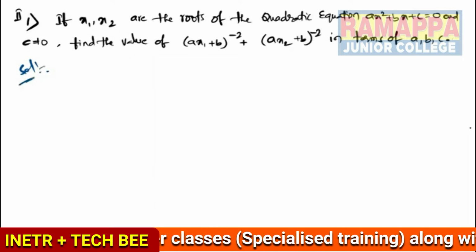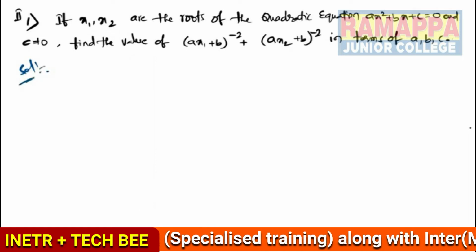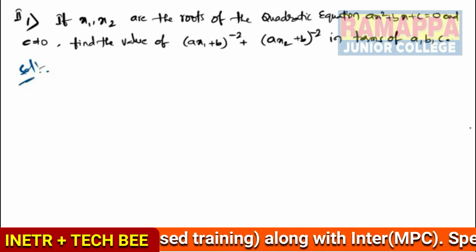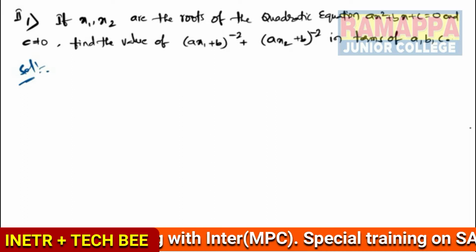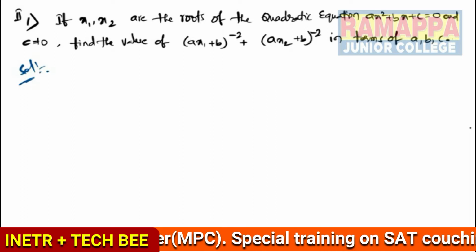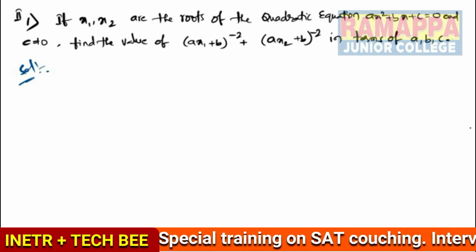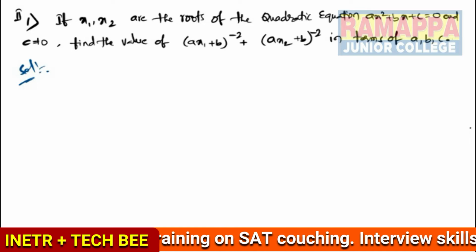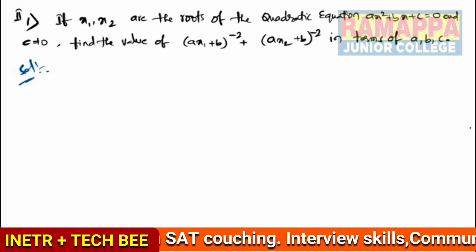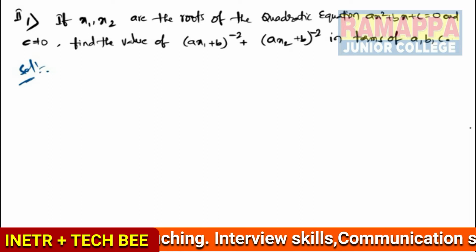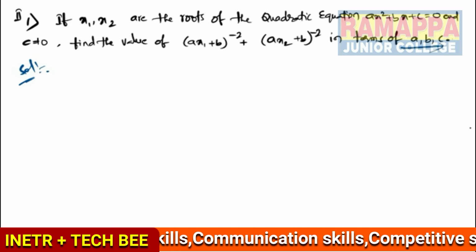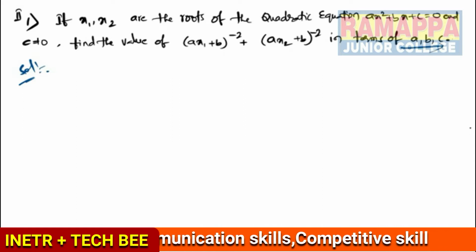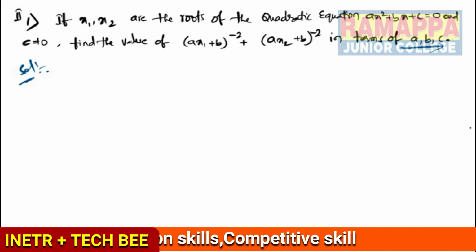So the question is: if x1, x2 are the roots of the quadratic equation ax square plus bx plus c, where c not equal to 0 is given, find the value of (ax1 plus b) power of minus 2 plus (ax2 plus b) power of minus 2 in terms of a, b, c. In terms of a, b, c, he is asking us to find the formula for this expression.